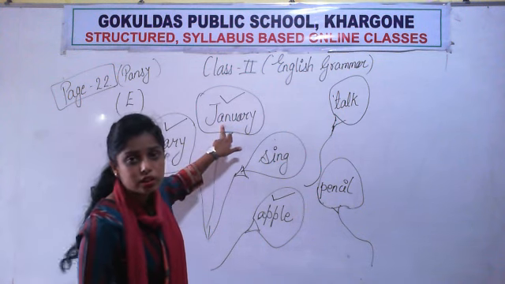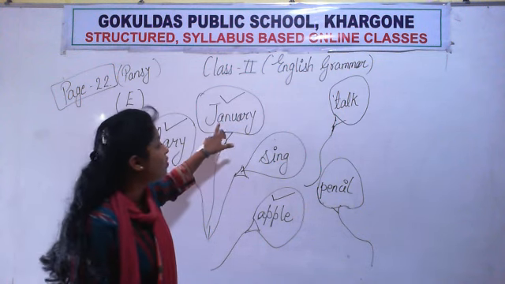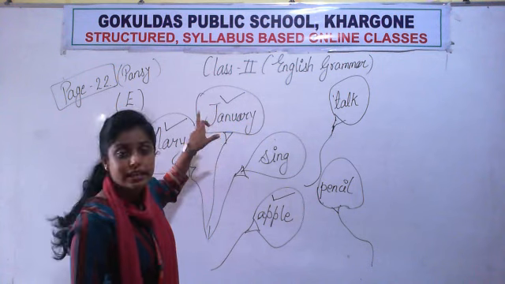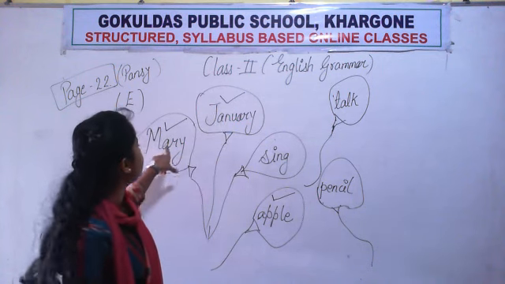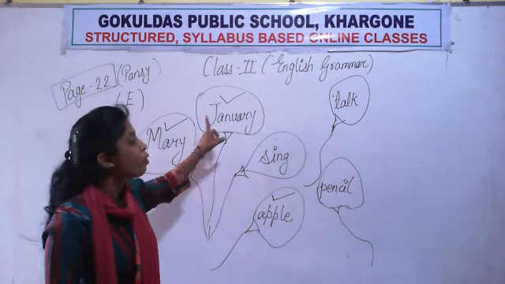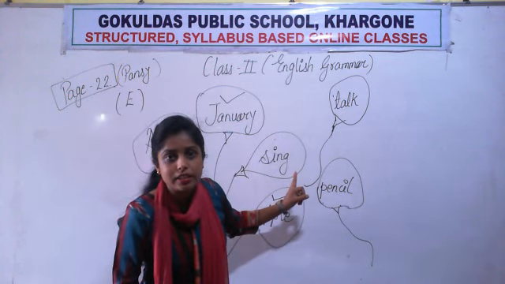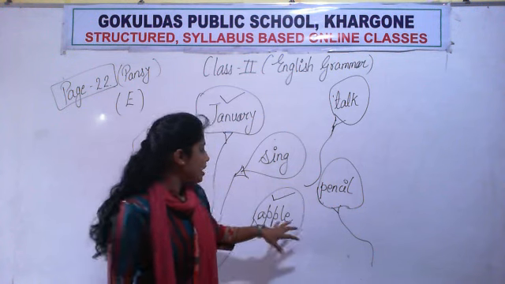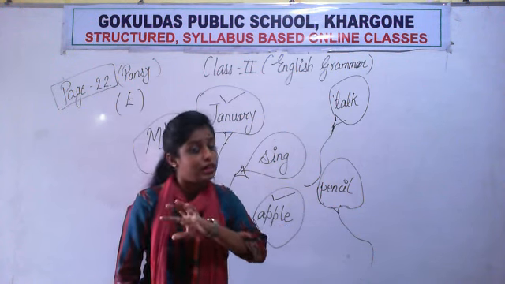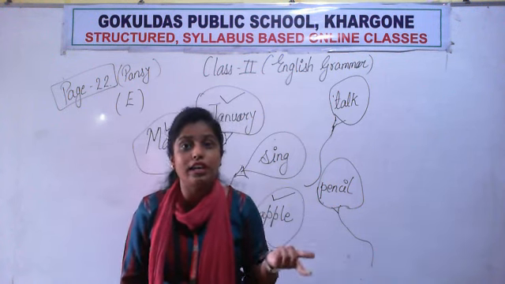This is a special name of a month. That's why it is a proper noun. It is written in capital letter. The first letter is capital in both these nouns. Why? Because they are proper nouns. But common nouns can never be in capital. They never start with a capital letter. So we have to take care of it also.